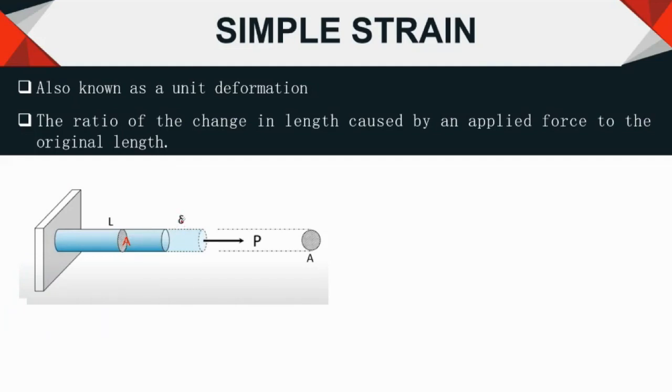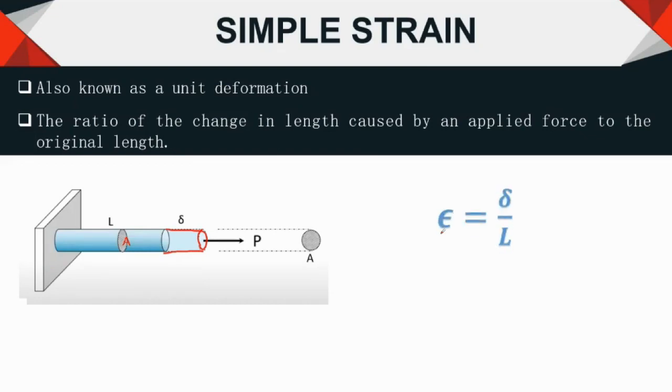This is what you call delta. Ayan, ito yung parang elongation niya. Ito yung pagbabago ng ating material. Diba? Nag-elongate siyang ganyan. Ngayon, strain natin, sabi niya dito, ratio of the change in length, so yun si delta, divided by the original length natin. So, we have a formula for strain.